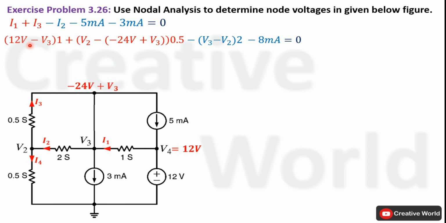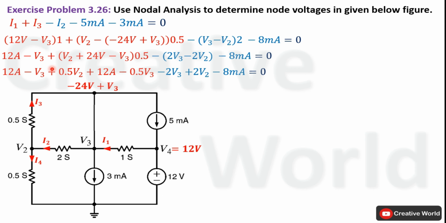One will multiply with the values inside the brackets. 1 Siemens multiplied by 12 volt will become 12 ampere. 1 will multiply with V3, it will become V3. Here this minus sign outside of the bracket will multiply with minus 24 volt, it will become plus 24 volt, and this minus will multiply with plus V3, it will become minus V3. Here this 2 will multiply with V3, it will become 2V3, and 2 will multiply with minus V2, it will become minus 2V2. Now again multiply this 0.5 Siemens with the values inside the brackets.